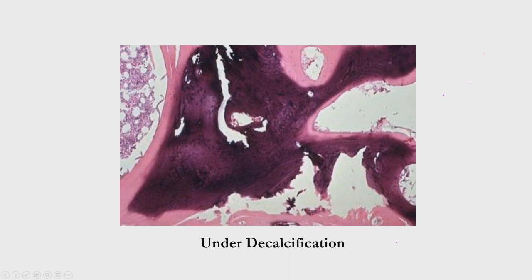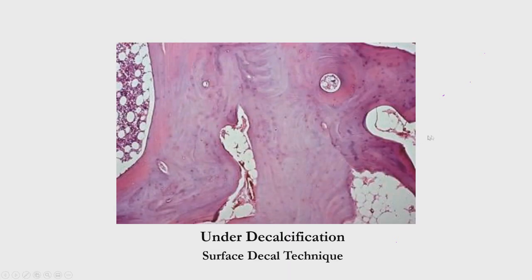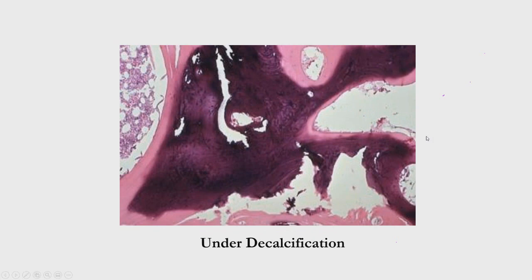And they're showing good nuclear staining. But here in the center, in this bone plate, you see the very dark, dense pickup of the hematoxylin, and that shows areas that have not been fully decalcified. Now you see this is under decalcified, and now you see under decalcified using a surface decal.